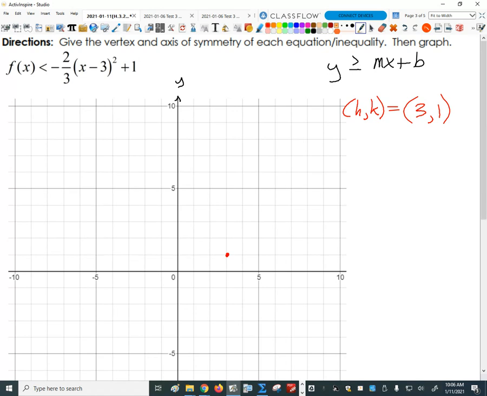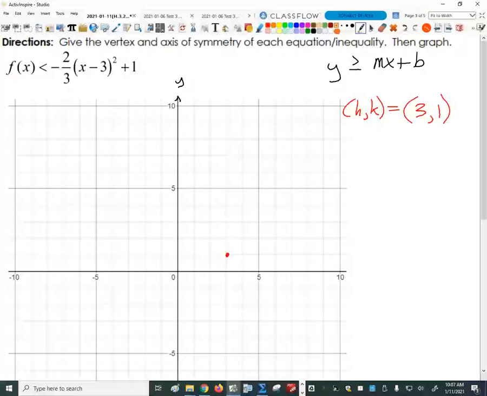I want to know, what do I do? I know where the vertex is. What do I do with that vertical dilation factor of negative 2/3? Okay, when you say the y value, you're talking about the y values on what? Okay, go ahead, keep going. I'm sorry, Maria, I cut you off. You keep talking.